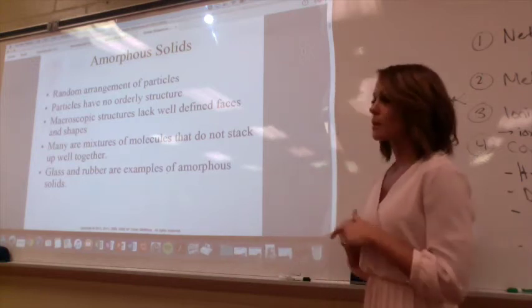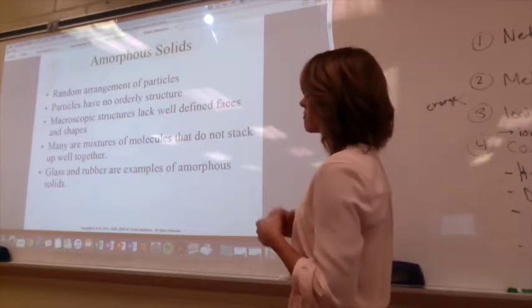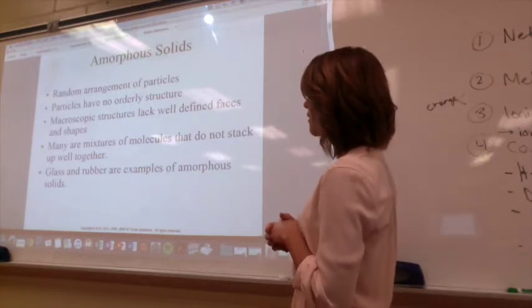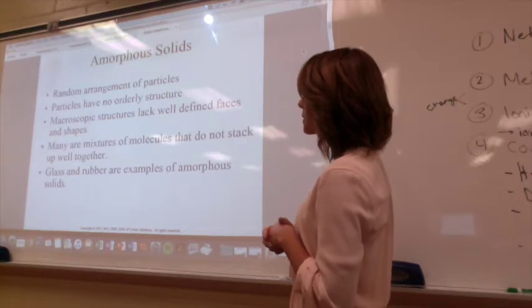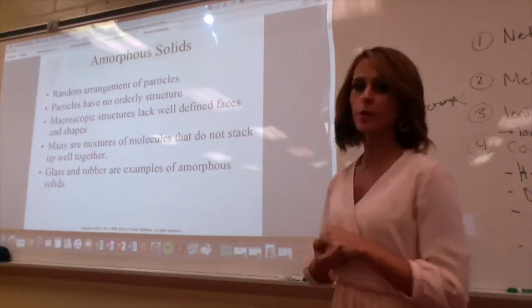So macroscopic meaning it's large. It's not microscopic. It has not great shape and not very well-defined faces. They don't stack well together, and examples are glass and rubber.